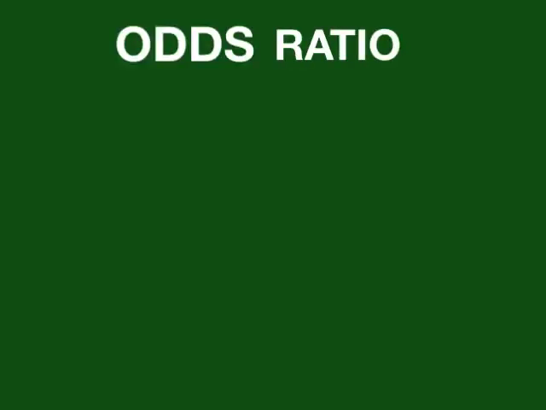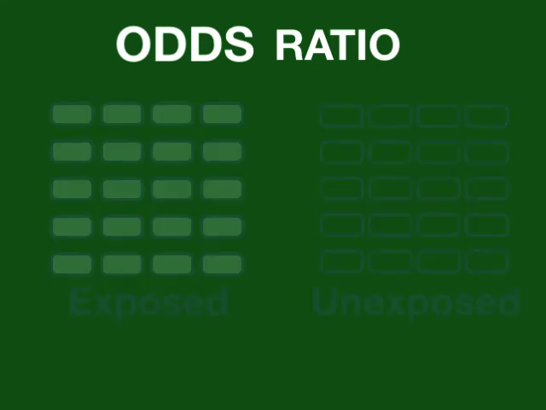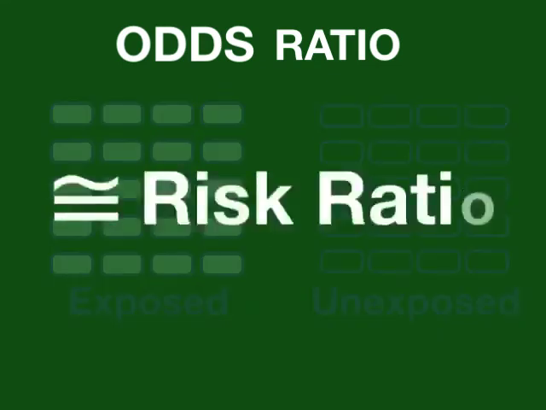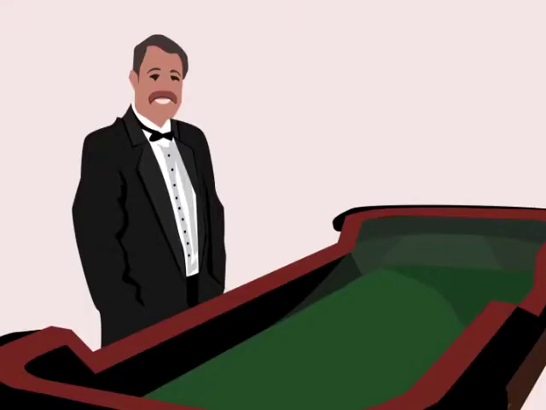Like we did with risk, we can calculate the odds ratio. The odds of disease in the exposed divided by the odds of disease in the unexposed. The odds ratio is much less intuitive than the risk ratio, but under the right circumstances, the odds ratio is a good approximation for the risk ratio, which we tend to have a better feeling for. The relationship between the risk ratio and odds ratio can be shown in the following example.